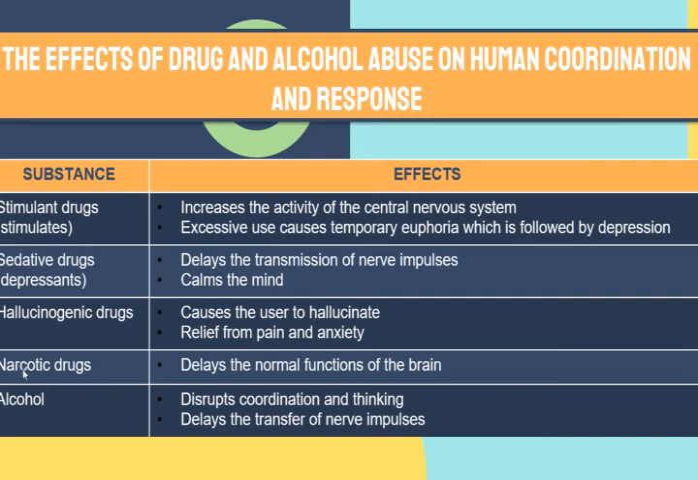Next we go to narcotic drugs. They delay the normal functions of the brain. Next we go to alcohol. Alcohol will disrupt coordination and thinking, and it will delay the transfer of the nerve impulse.